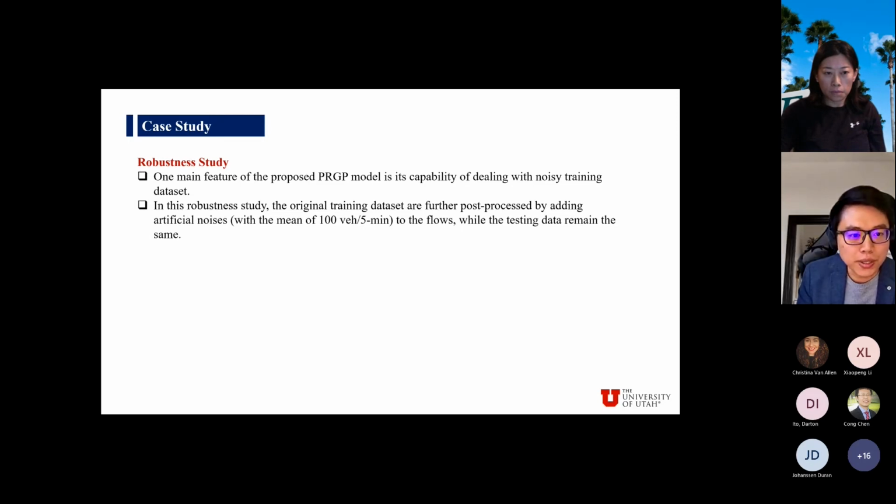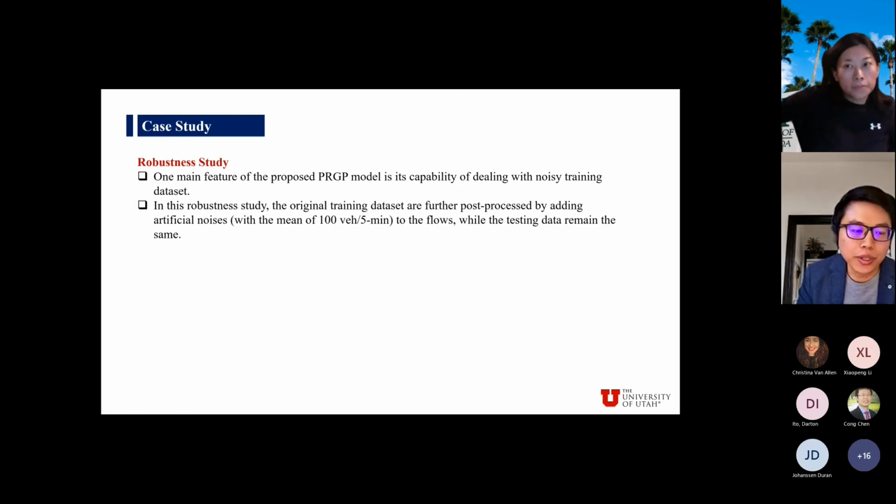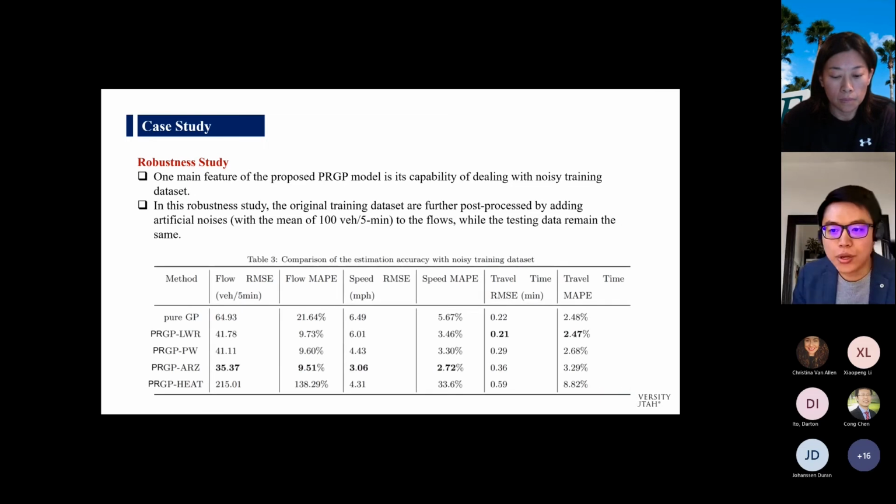But here in this robustness study, we post-process by adding some artificial noise to the training data set. For example, we add noise with a mean of 100 vehicles per 5 minutes to the flow, and keep the test data the same, to see how the model performs under the noisy training data set. This 100 vehicles per 5 minutes is already a very large noise, because usually the flow would be like 1,000, 700 or 500. So it is already a very large artificial noise.